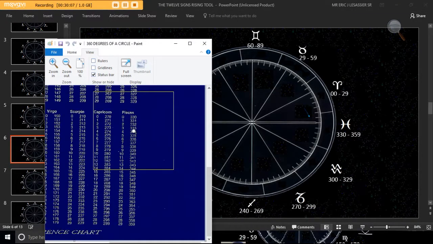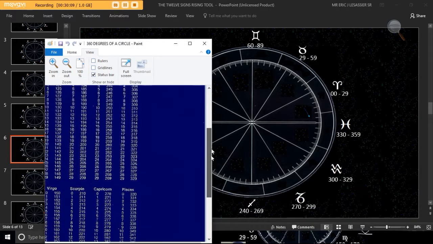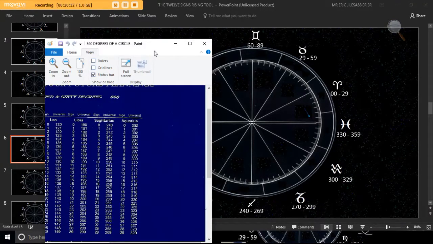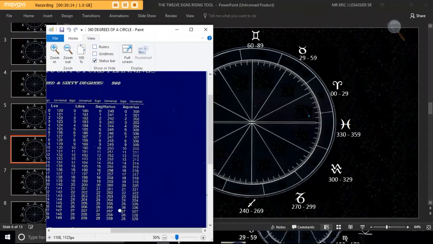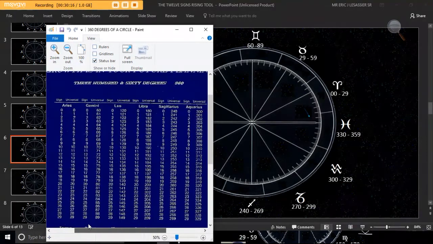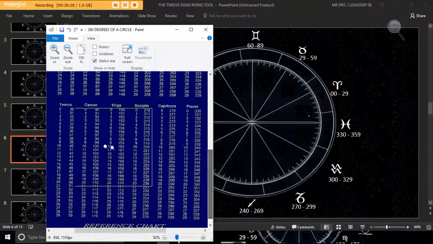Okay, I'm going to show you again. Take you to Cancer so we don't get confused about this. You know, it can be confusing. There's a lot of things to consider. Okay, so let's go down to Cancer.